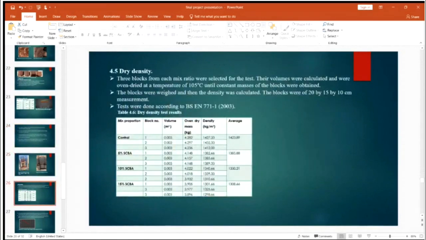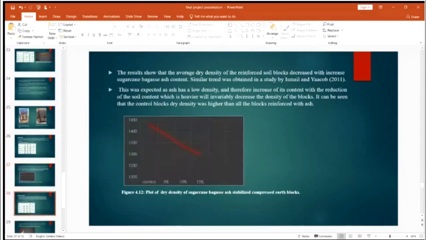Then for the dry density, we oven dried 3 blocks from each mix ratio at a temperature of 105 degrees Celsius. Then the blocks are weighed, the density calculated, and we found the average density for the 5% to be 1385.8, for the 10% to be 1330.21, for the 15% 1308.66. The average density decreases with increase in the sugarcane bagasse ash content.